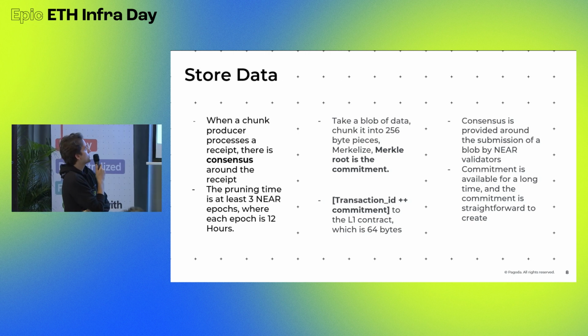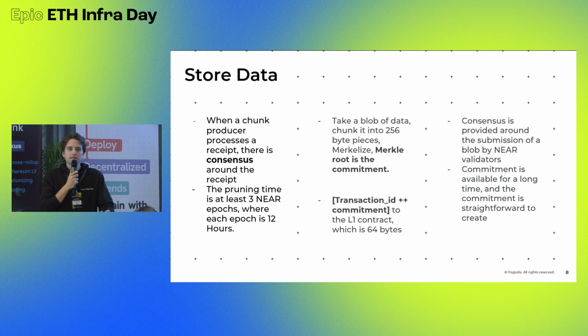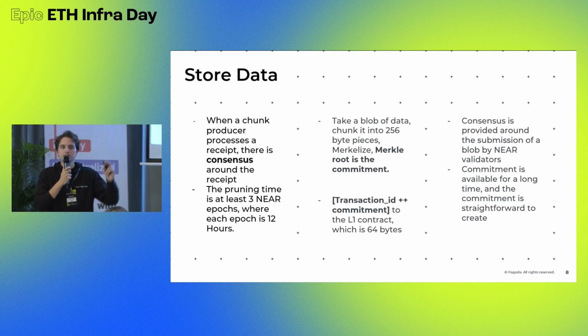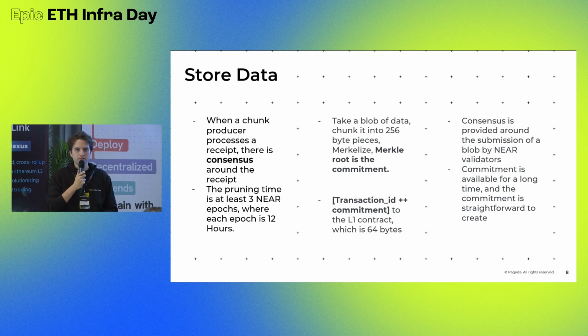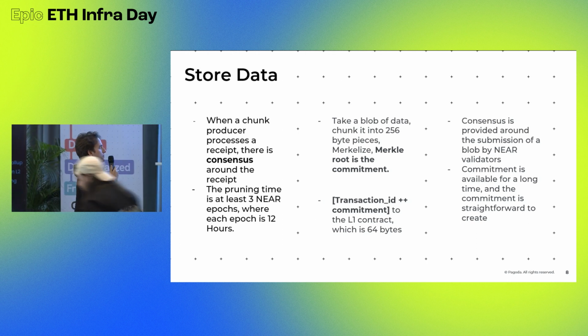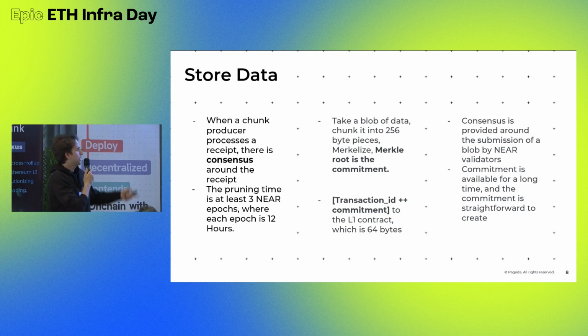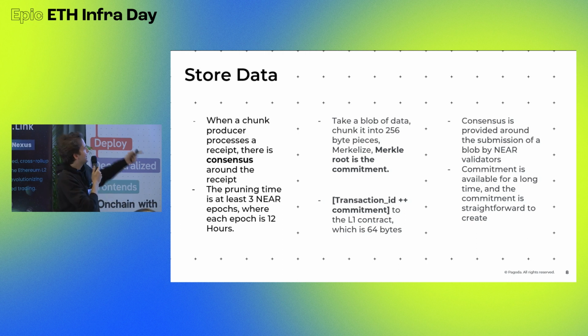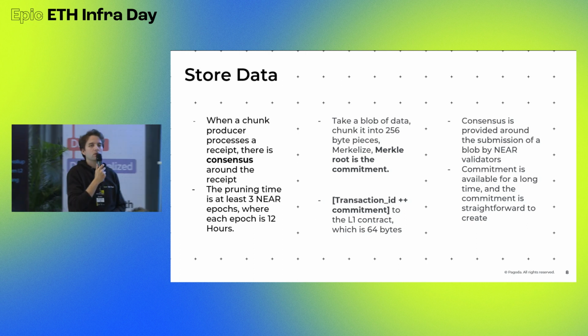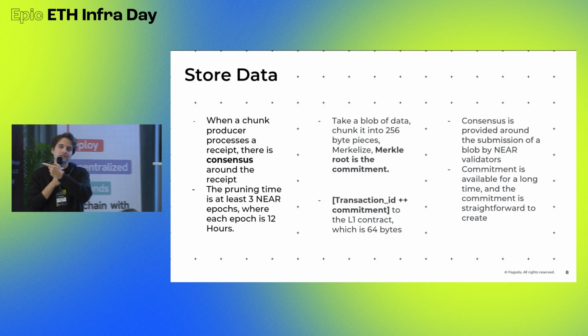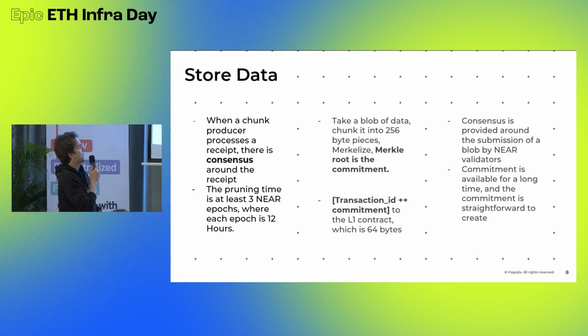When a producer processes a receipt, there is consensus around the receipt. So we don't actually put the data on the state, but we just put it as call data, the same way that Ethereum does it, as an input to the smart contract. And then we keep it for an amount of time. This is configurable. The pruning time for now in the config is at least 3 NEAR epochs, where each epoch is 12 hours. But this is something that you can configure if you're going to go higher. If you're going to go lower, it's a different topic.